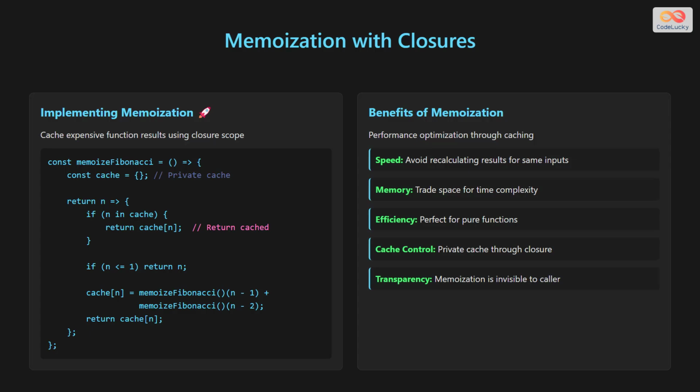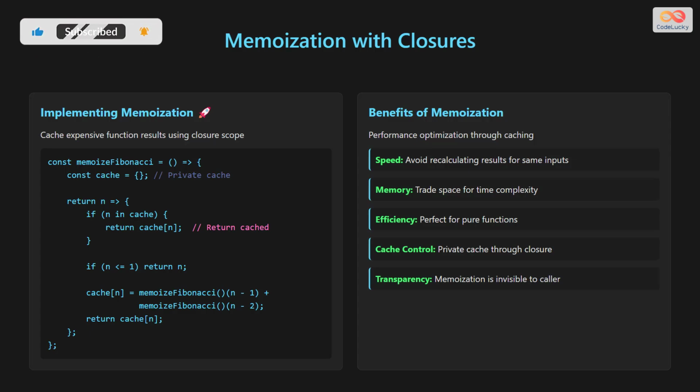Inside this function we have a private cache object. This function returns a function that accepts a number n, and first checks if the result is already in the cache. If yes, then it returns the cached result. Otherwise, it computes the Fibonacci number, stores it in the cache, and returns it.